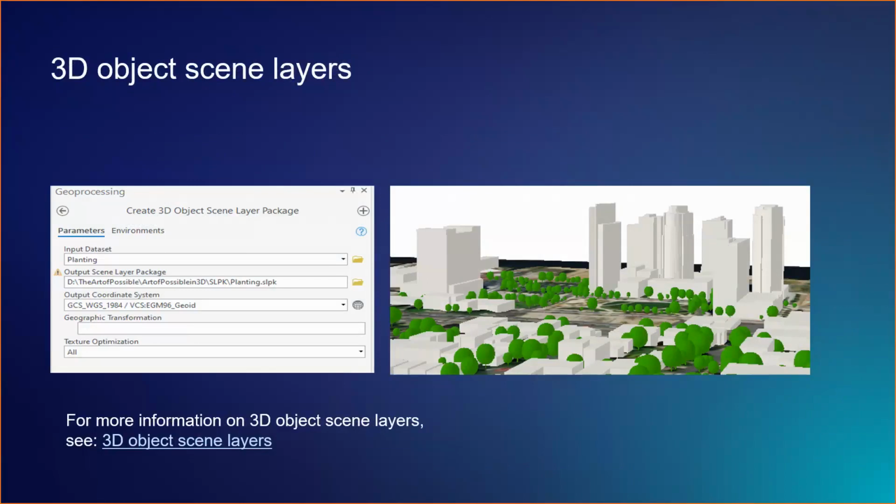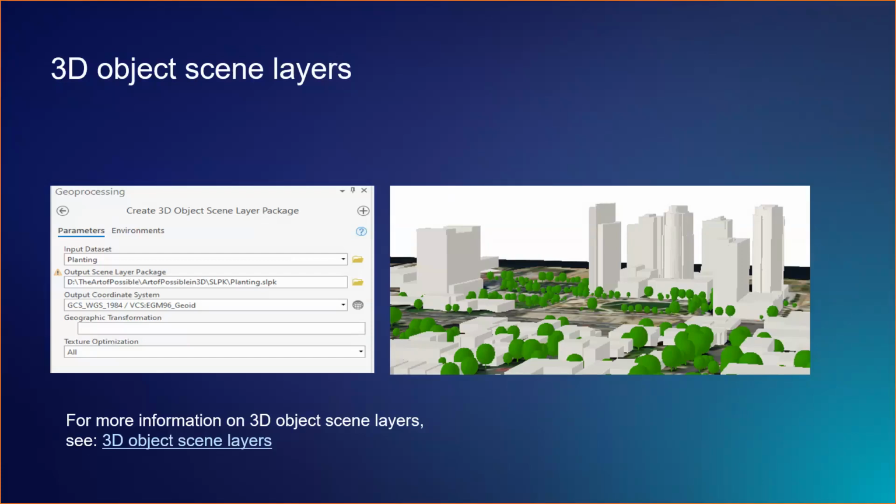Keep in mind, there is another excellent way to create a 3D object scene layer, which is using Share It as a Web Scene. Let me give you a couple of hints here. The first is this tool supports only the multi-patch features layer that does not have procedural symbology applied. Also, the elevation of the input multi-patch layers must be defined with absolute height.